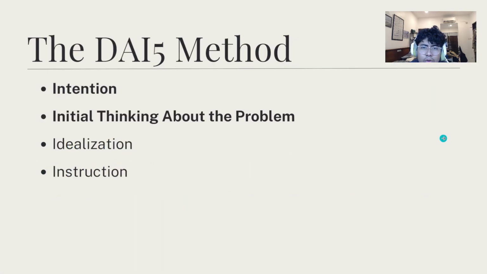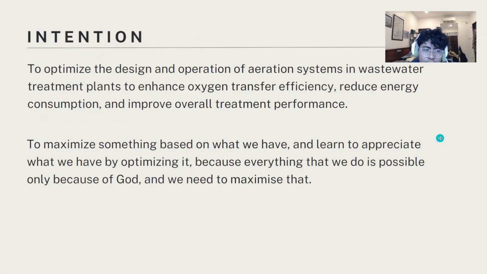To solve the problem of wastewater treatment aeration, we're going to use the E5 problem-solving method, which consists of four main steps: intention, initial thinking about the problem, idealization, and instruction. So we're going to first jump into the first step, which is intention. What is the intention? Why do we do this?